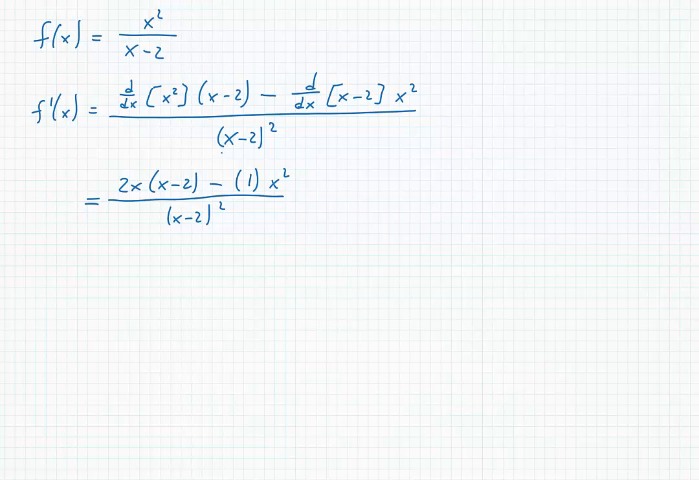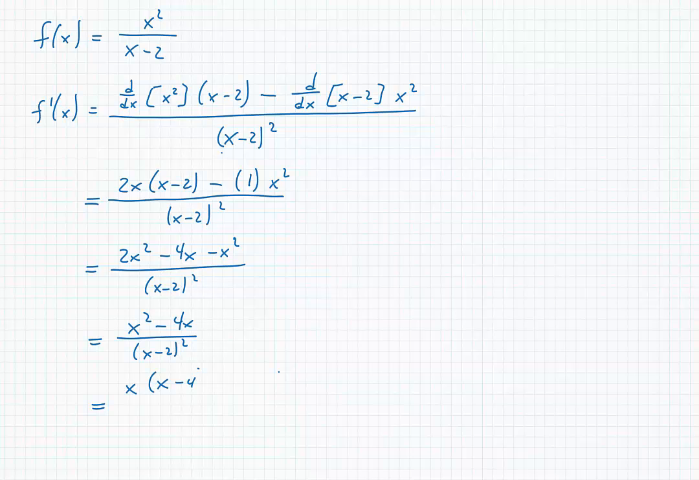All we have left now is algebra to clean this thing up. So in the top, we're going to have 2x squared minus 4x minus x squared, all divided by x minus 2 squared. That's going to be x squared minus 4x, all divided by x minus 2 squared. Or if we can factor out an x in the top, we'll have x times x minus 4, all divided by x minus 2 squared.